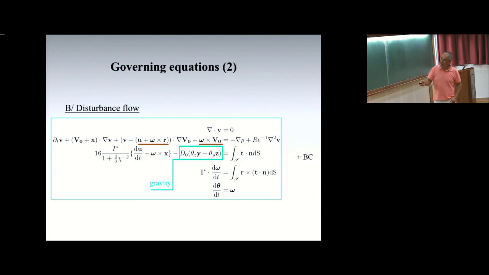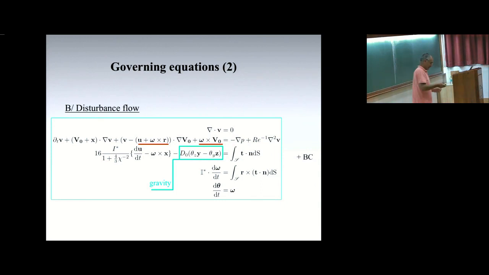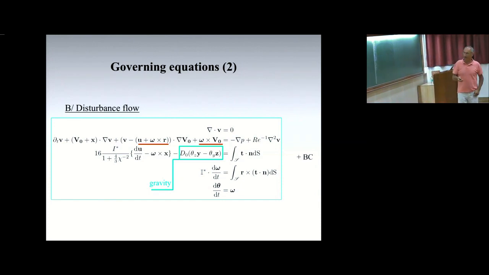And there is also a disturbance due to the gravity force, because since the disk is moving like this, gravity is always vertical. When you project gravity onto the disk axis, you get a varying component. This is the torque balance on the disk, and this is the relation that connects the rotation rate to the inclination of the disk. So all this set of equations governs the linear disturbance.